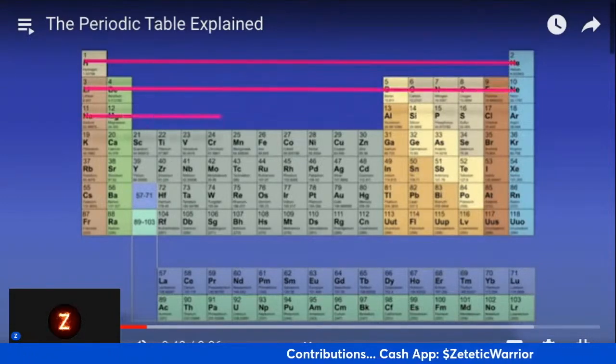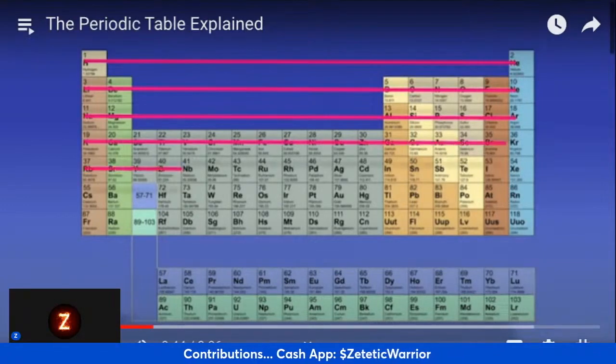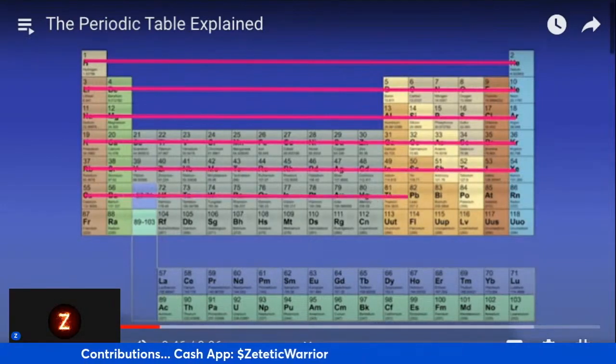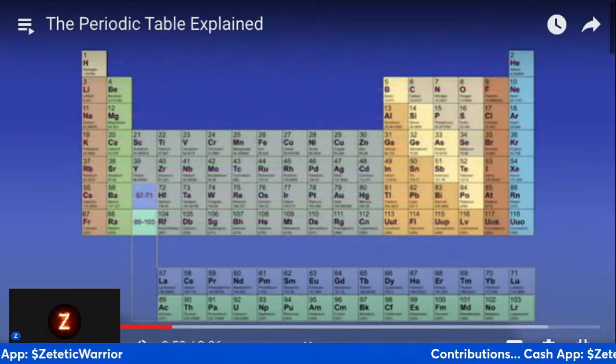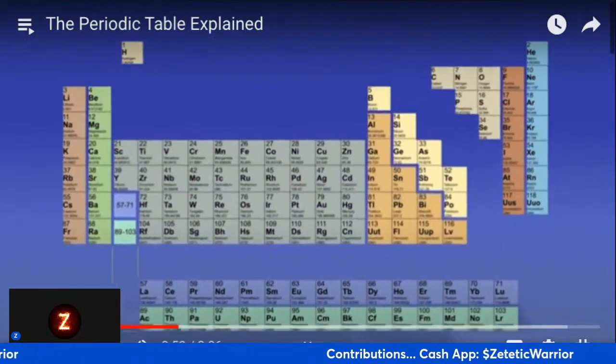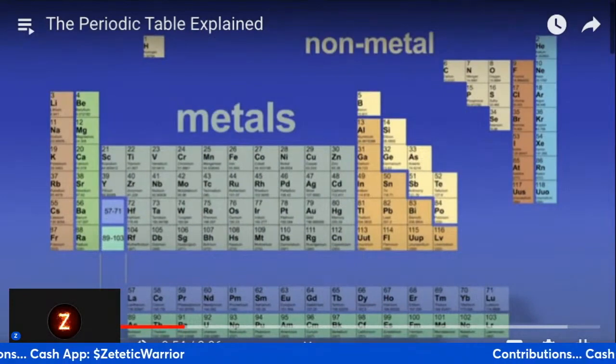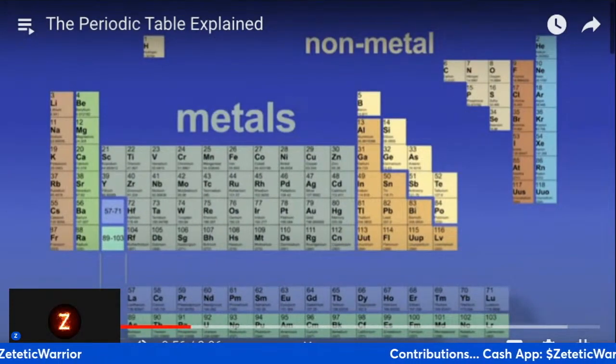Elements are arranged by increasing atomic number. The atomic number displays how many protons are present in the nucleus of the atom. The table is also very colorful. Each box is color-coded to show whether the element is a metal or non-metal.